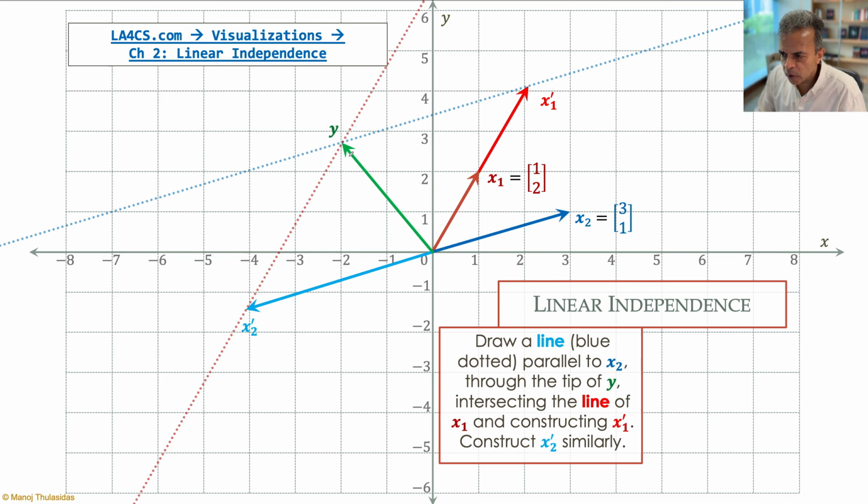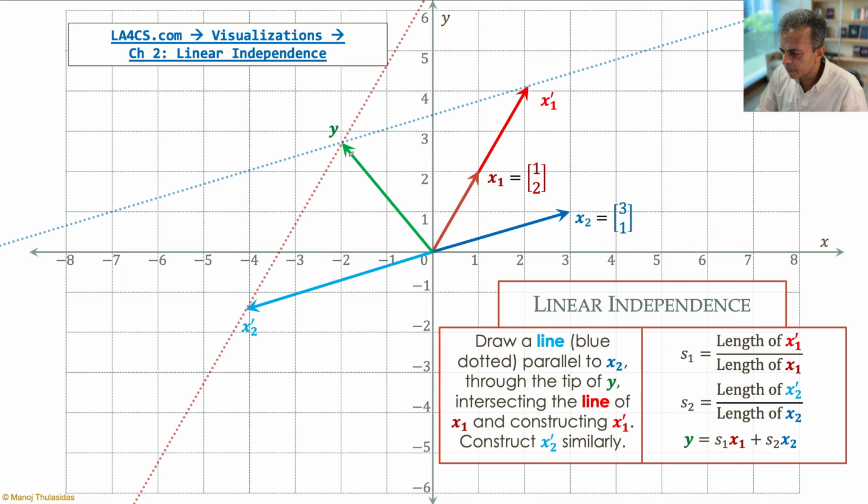Now you can see that x1 prime is on the same line as x1, so it's a scaled version of x1. We know that scalar multiplication works that way. How would you find that scalar multiple? The scalar factor, you would take the norm, the size of x1 prime, divided by the size of x1. That will give me the scaling factor that I need to multiply my original x1 by so that I can get x1 prime. So length of x1 prime divided by length of x1. Similarly, I'll take the length of x2 prime divided by the length of x2 to get the scaling factor for my x2 prime, with a slight modification.